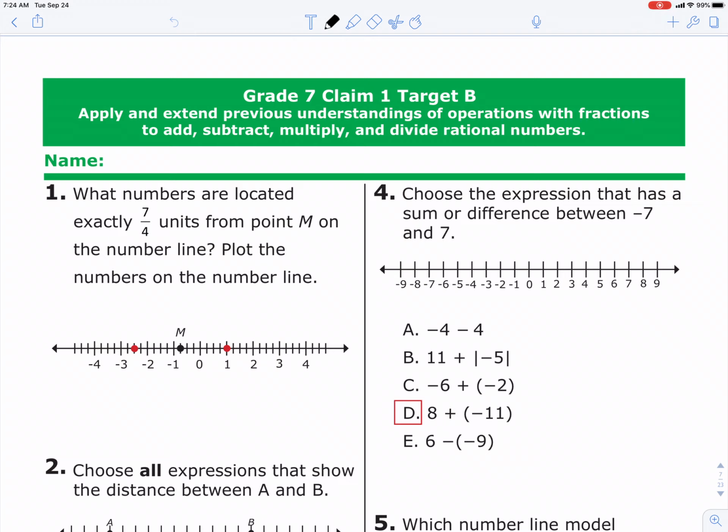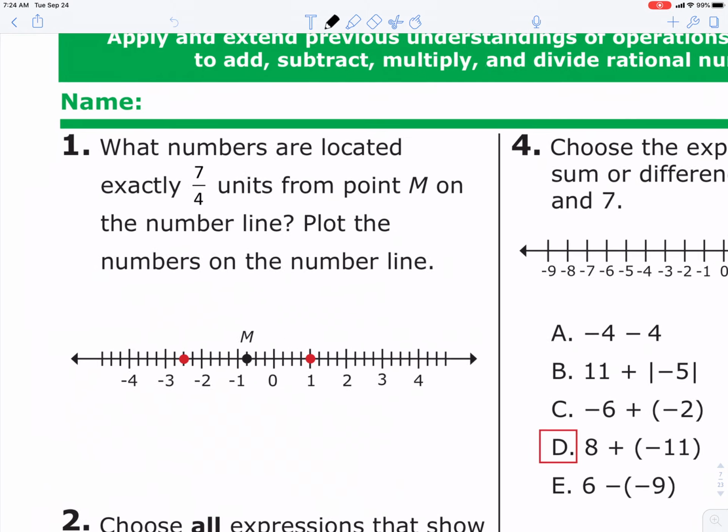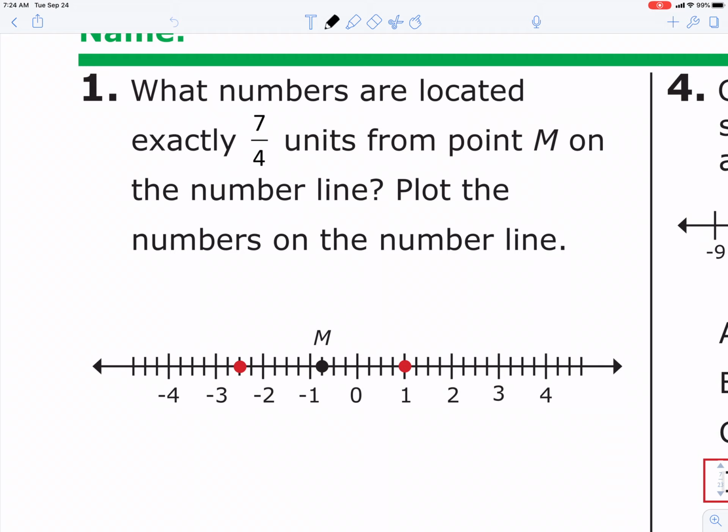Okay, so this is the answer key, and it already gives you the answers, but what I'm going to do is show you where the answers come from. So let's look at number one. Number one, what numbers are located exactly 7/4 units from point M on the number line? Plot the numbers on the number line.